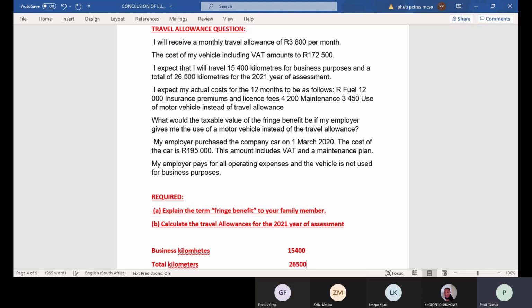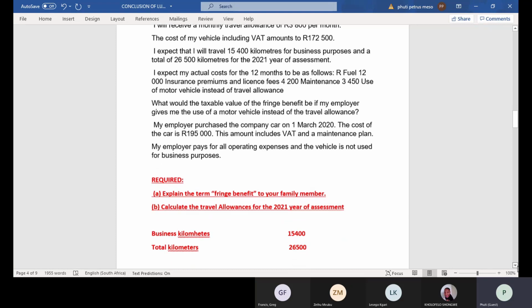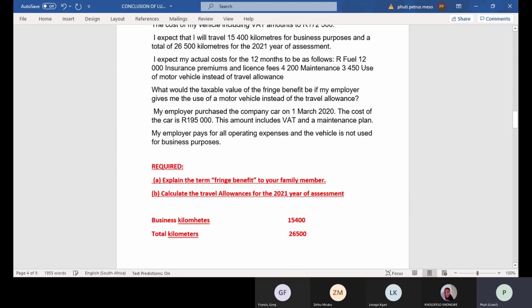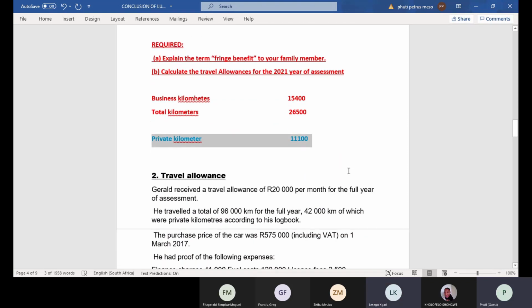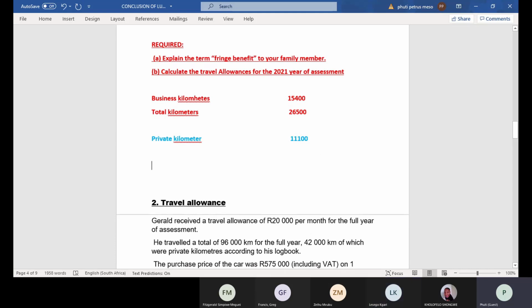It will be like this. Out of the difference between these two, you're going to get what's called the private kilometers. That's what you're looking for. So 26,500 minus 15,400. Please give me the difference, I don't have my calculator close by. It's 11,100. This is what we are looking for, the private kilometers.